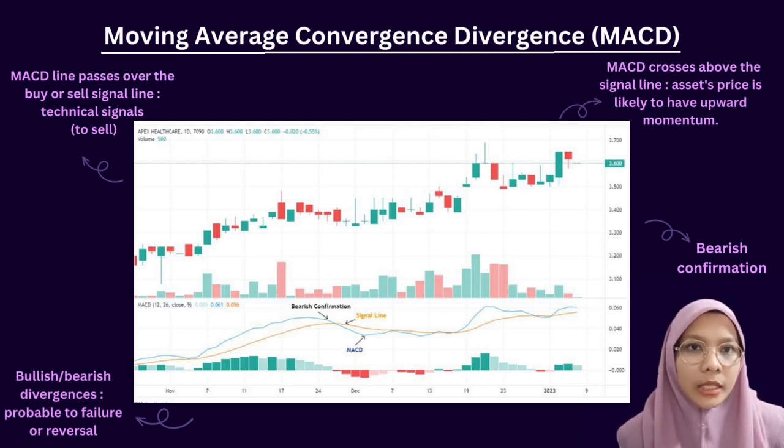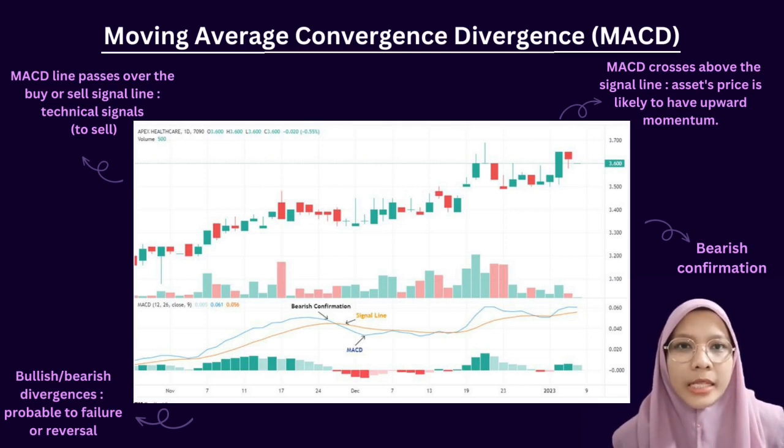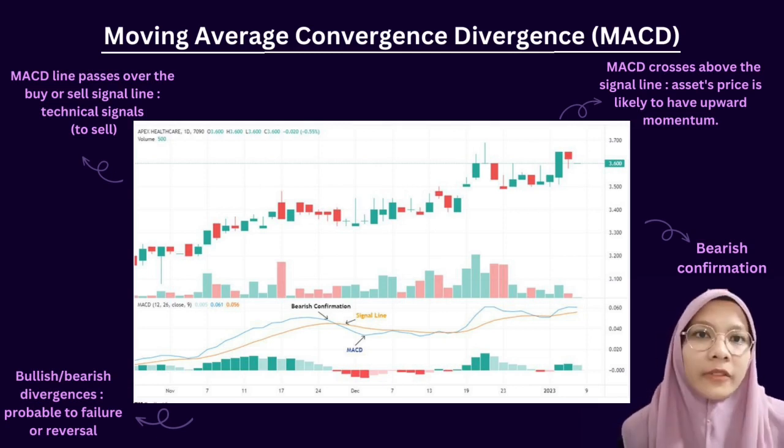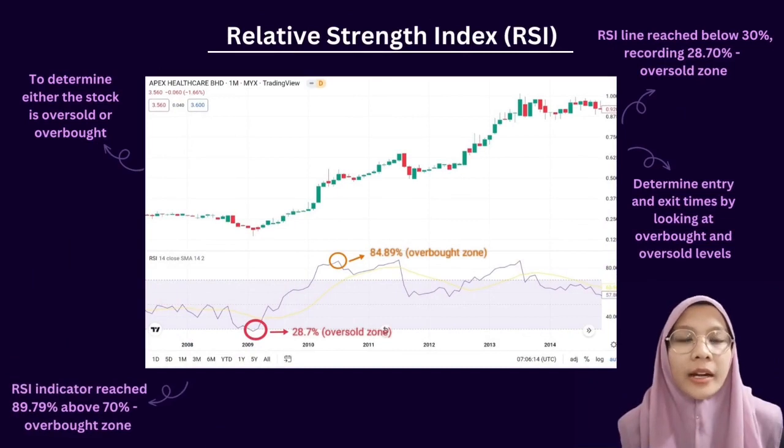which can indicate a probable failure or reversal. It is a negative indication that suggests it might be time to sell when the MACD crosses below the signal line. In contrast, MACD issues a positive signal when it crosses above the signal line, indicating that the asset's price is likely to have upward momentum. Referring to Apex Healthcare Berhad, the MACD crosses below its signal line following a small upward movement within a longer-term downtrend. So we as traders will sell the stock, considering there is a bearish confirmation as shown in the chart above. Next, do you know about RSI?